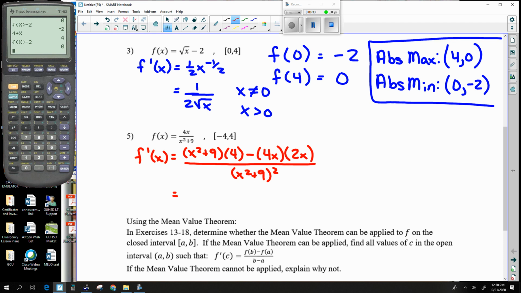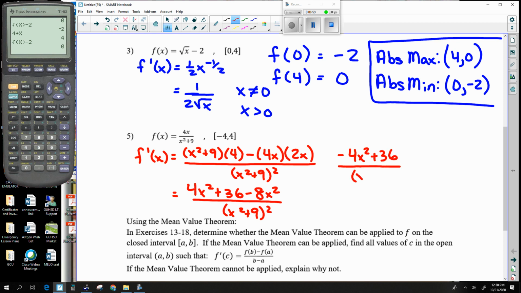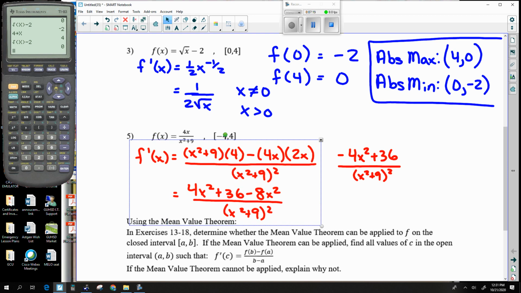So doing some math up in here, we have 4x squared plus 36 minus 8x squared. So this ultimately is going to be equal to negative 4x squared plus 36 all over x squared plus 9, just a little bit more neatly. Sorry, x squared plus 9 squared. All right, so that is the derivative. Let me minimize some of this stuff to get more working room here.